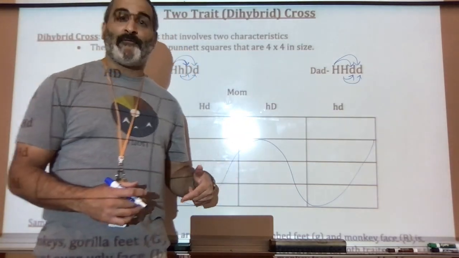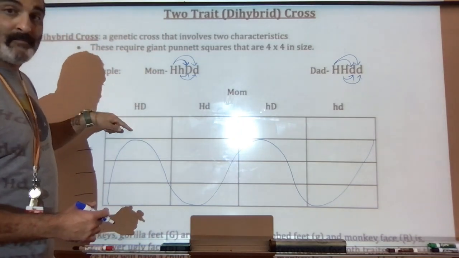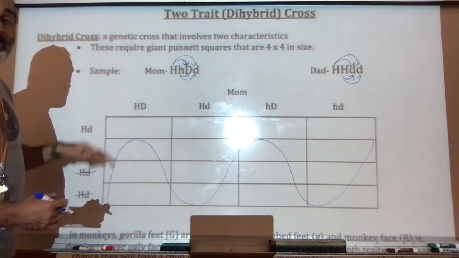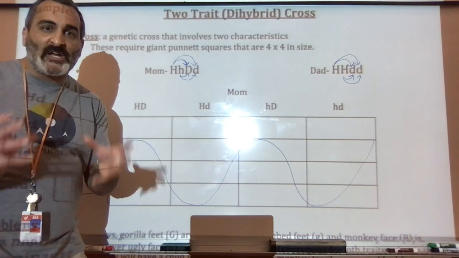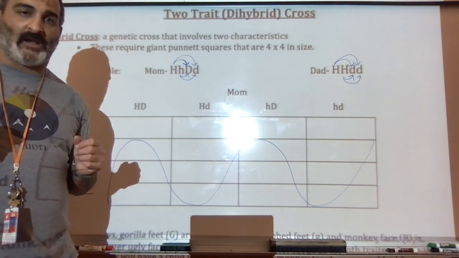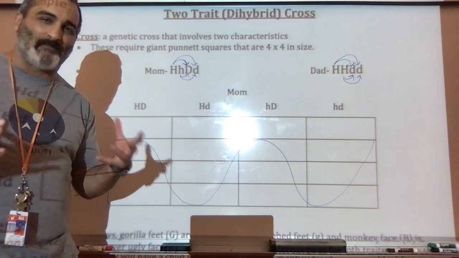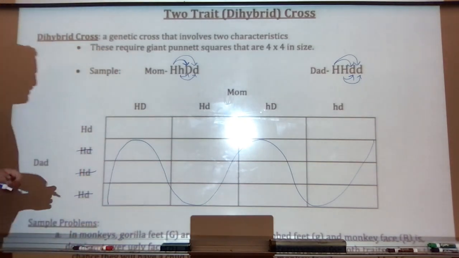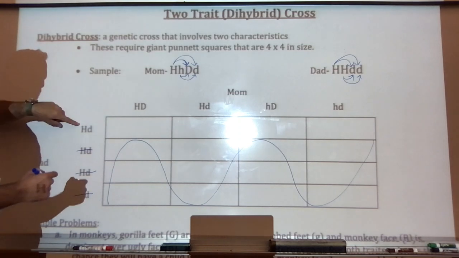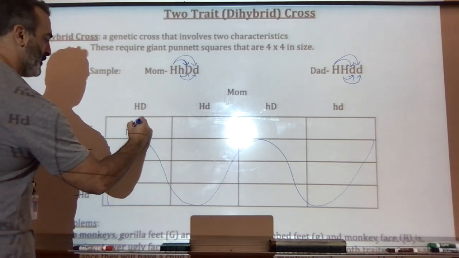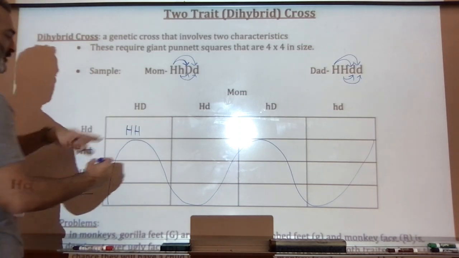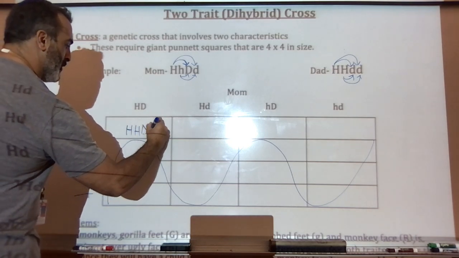So the same thing as before. These letters on the top come down. These letters come over. Keep the H's together. Keep the D's together. You want to keep like letters together so you don't make small little mistakes. Okay? So let's fill them in. Uppercase H, uppercase H. Uppercase D, lowercase d. All right?